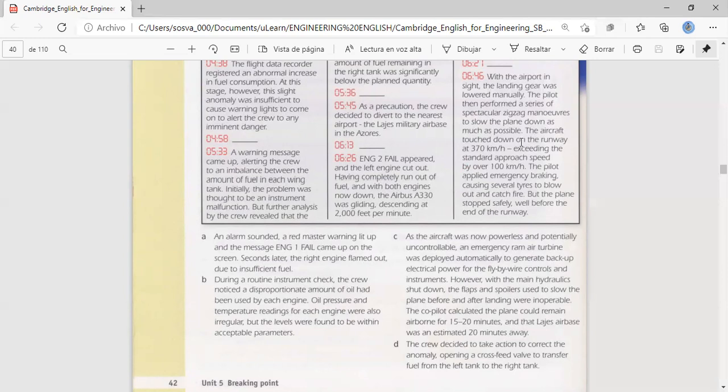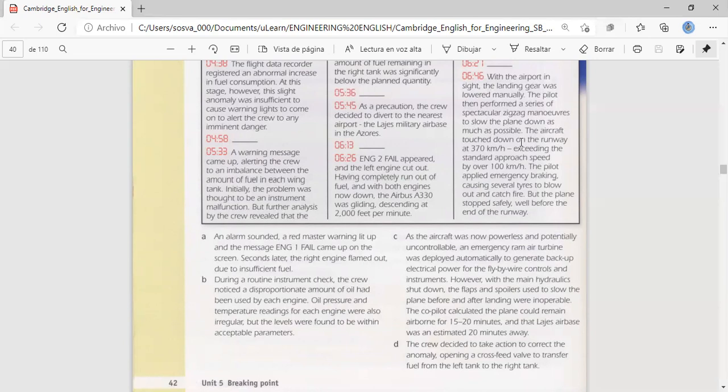At 06:27 is the last letter, C. As the aircraft was now powerless and potentially uncontrollable, an emergency ram air turbine was deployed automatically to generate backup electrical power for the fly-by-wire controls and instruments.